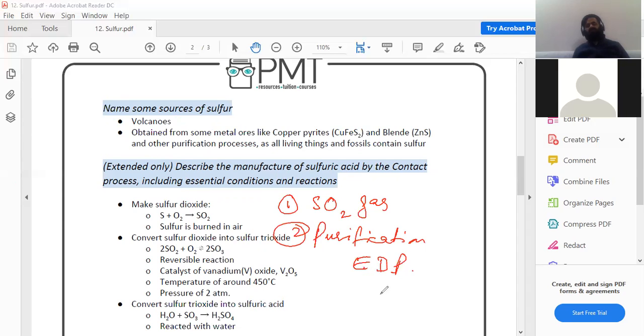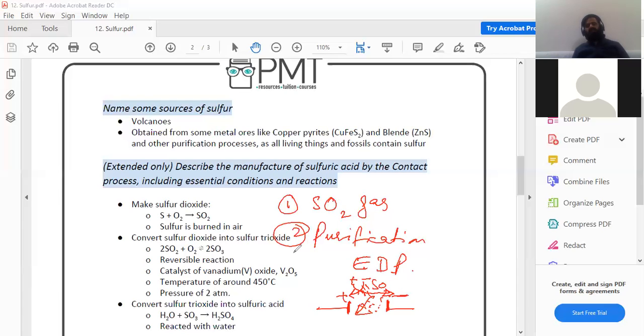Electrostatic dust precipitators means these are actually two plates. One is positive and one is negative. When the SO2 gas is passed over it, its impurities are actually getting charges. Some impurities become positively charged, some become negatively charged. So negative impurities rush towards the positive plate and positively charged impurities rush towards the negative plate. So SO2 gas becomes pure. So this is called the purification with the use of electrostatic dust precipitator.